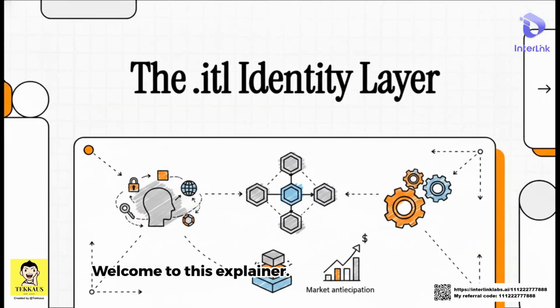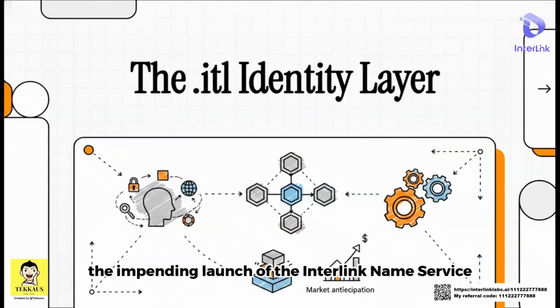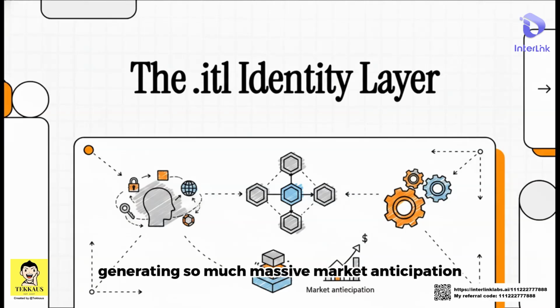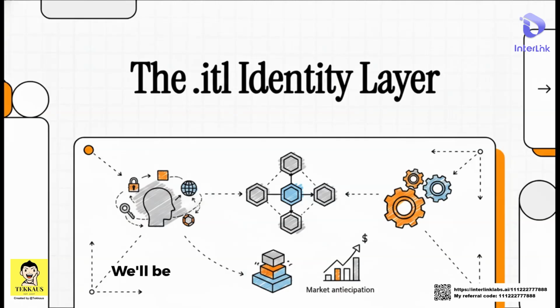Welcome to this explainer. Today, we're unpacking the impending launch of the InterLink Name Service, or as you'll probably hear it called, INS. We're going to objectively break down exactly why this upcoming piece of digital infrastructure is generating so much massive market anticipation right now, even before it's officially out in the wild. We'll be looking strictly at the mechanics, the actual utility, and of course, the market psychology driving the whole thing. Let's get right into it.